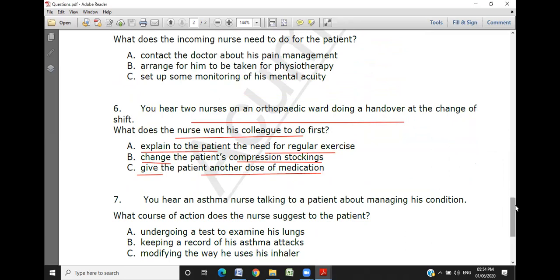Now question number 6. Nurse on the orthopedic ward doing a handover. What does the nurse want his colleague to do first? Okay, that's the keyword. Make sure that you have typed in the answer for question number 5, or at least you have made a note so that you don't forget later on. Now I'm going to play this audio.